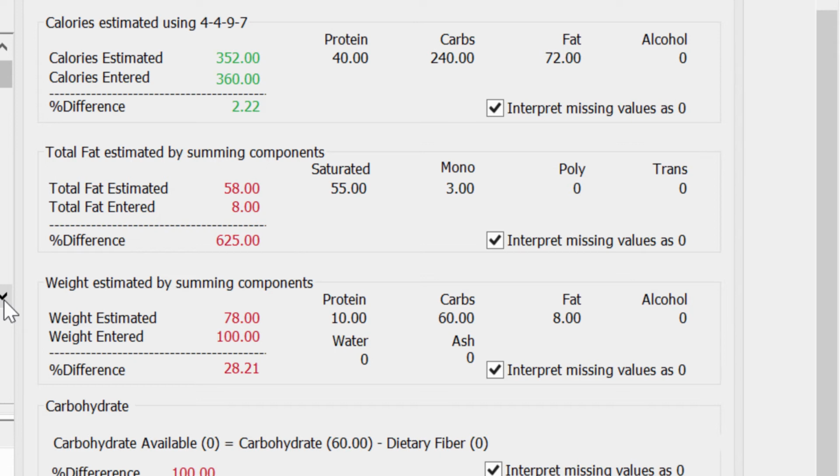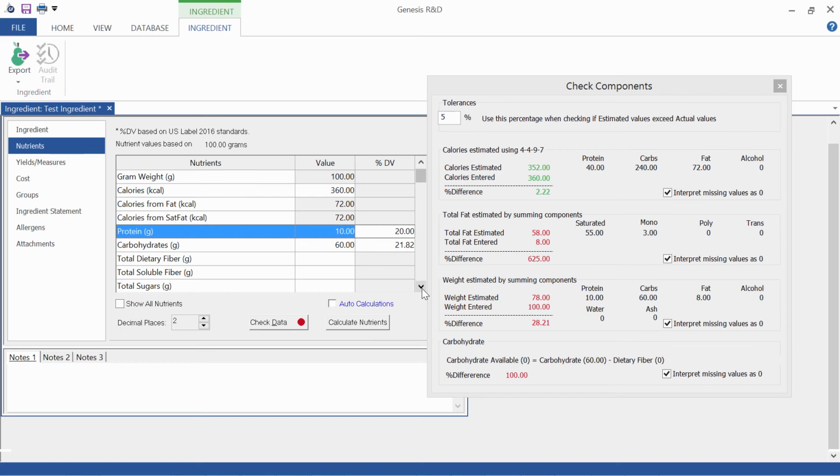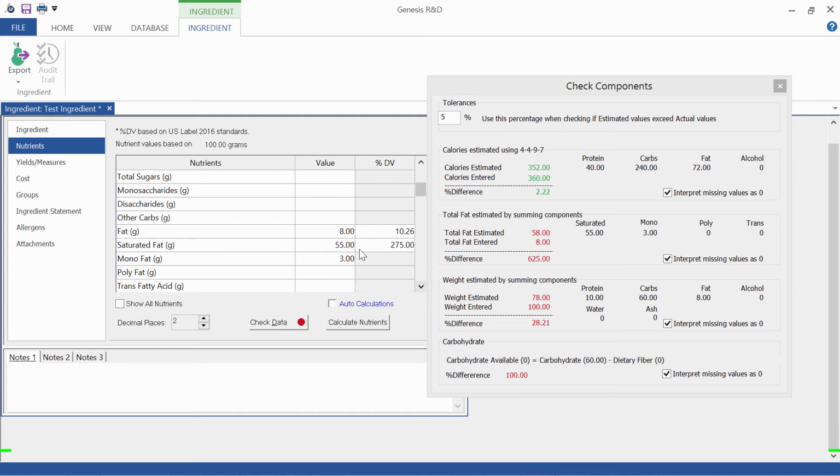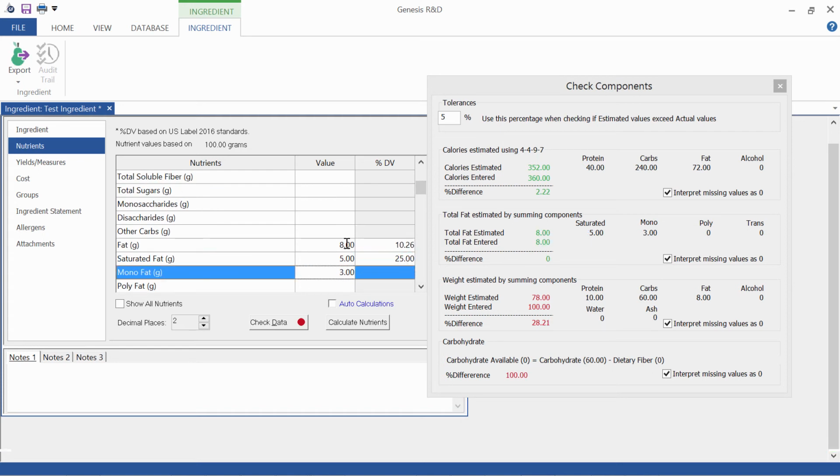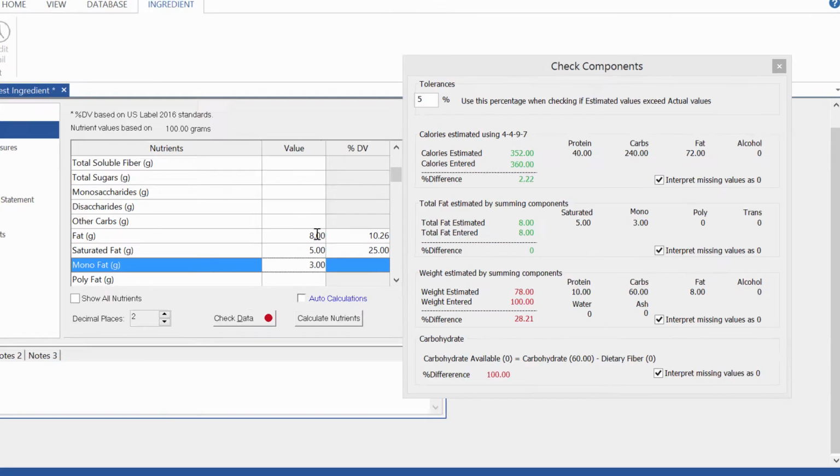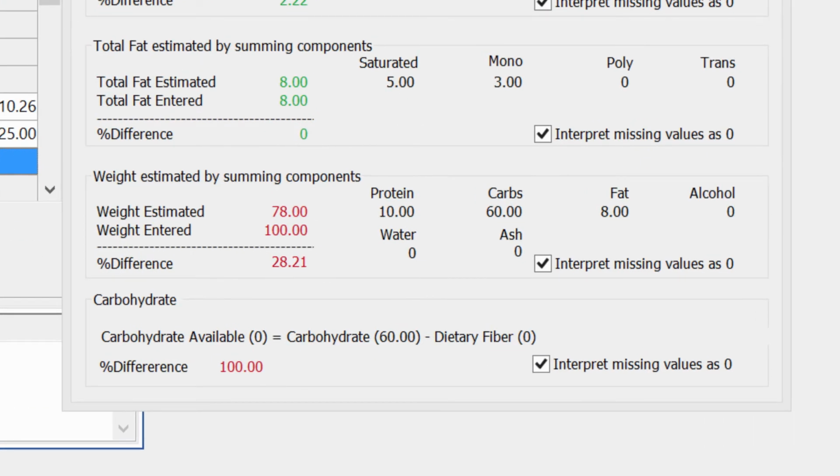In this case, we'll assume that I went back to my original spec sheet and discovered that the sat fat should have been 5 instead of 55. So I'll update that. And we'll see that there is a 0% difference. That's good. The next test is the weight test, which sums up approximates.